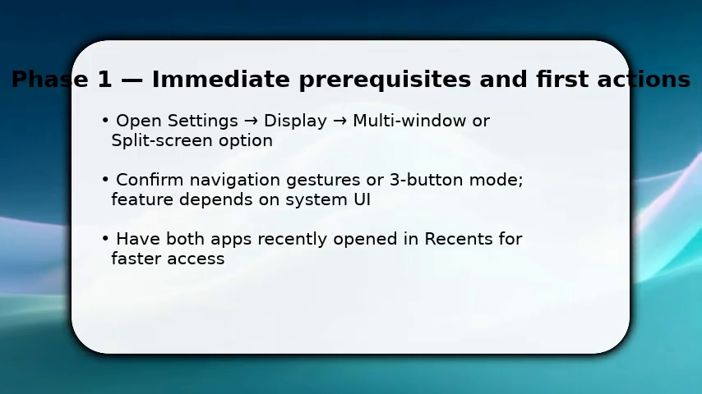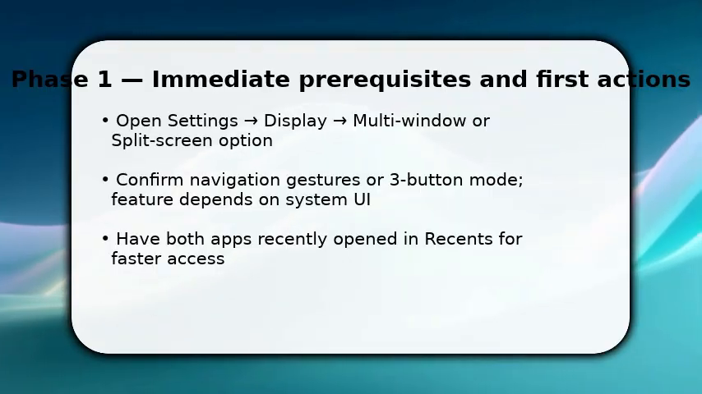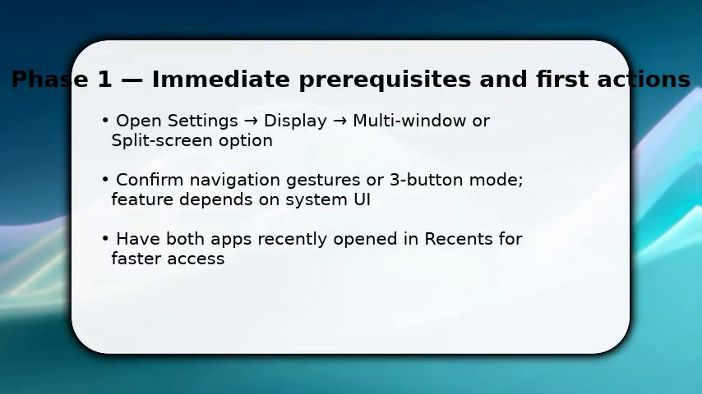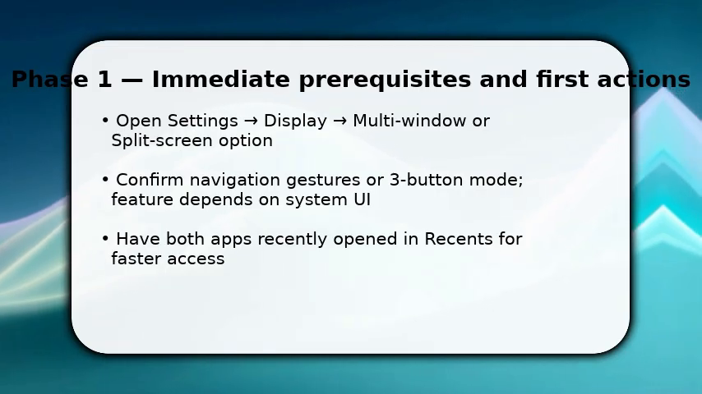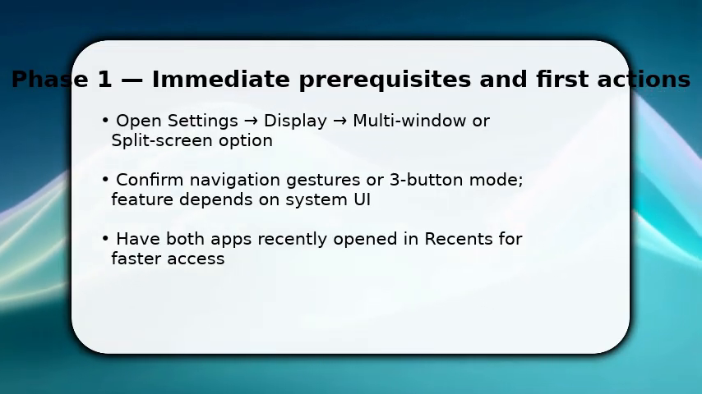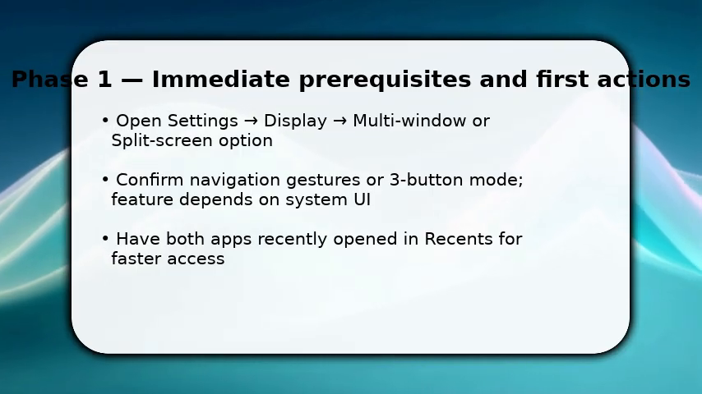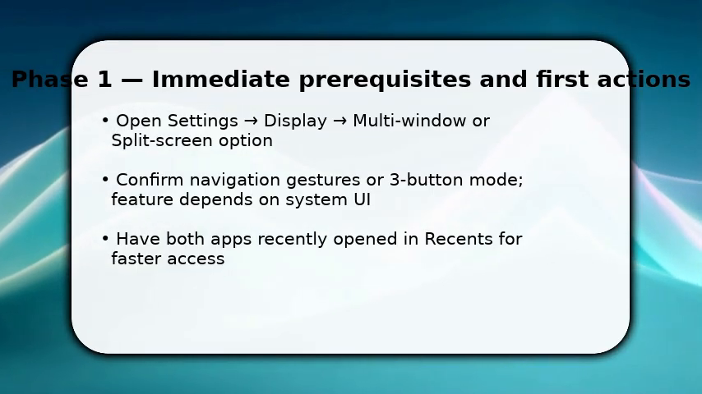You start by enabling the system multi-window. Open Settings, go to Display, and tap Multi-Window or Split Screen. This turns the capability on. Make sure your navigation mode is set. Gestures versus buttons change the gesture to activate split screen.